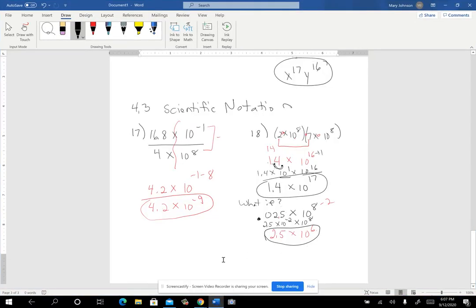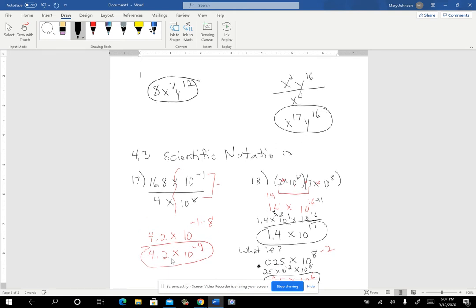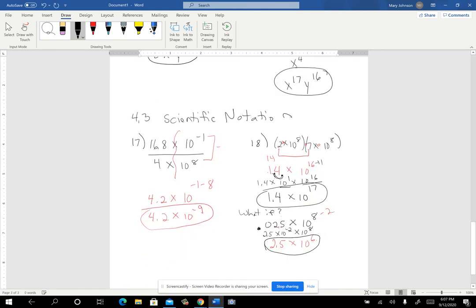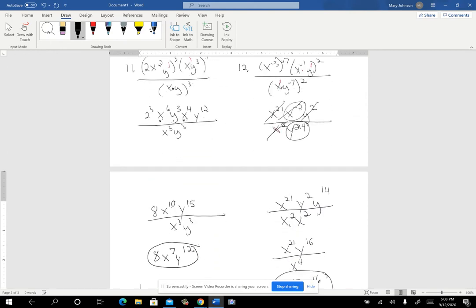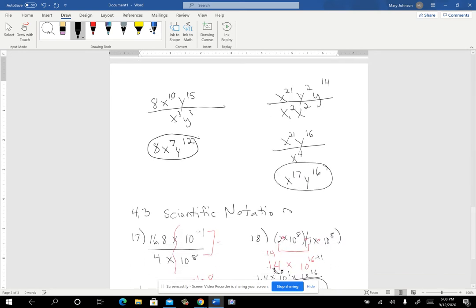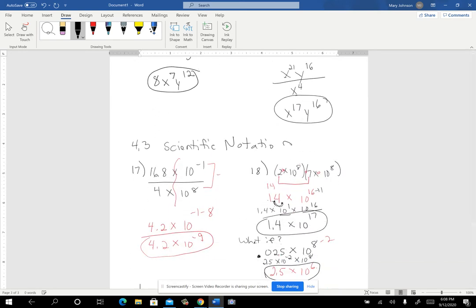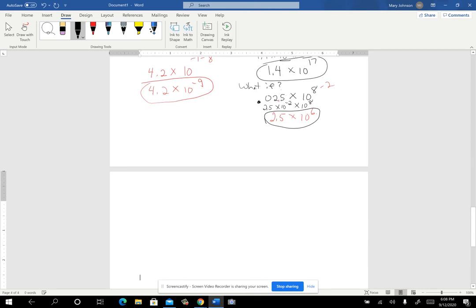All right, now let me continue the review. I want to look at, where am I? Okay, let me get a new page here. I want to look at the problems from section 4.4, where you're adding and subtracting polynomials. And then we'll go on and do multiplication and division on this one if we have time.